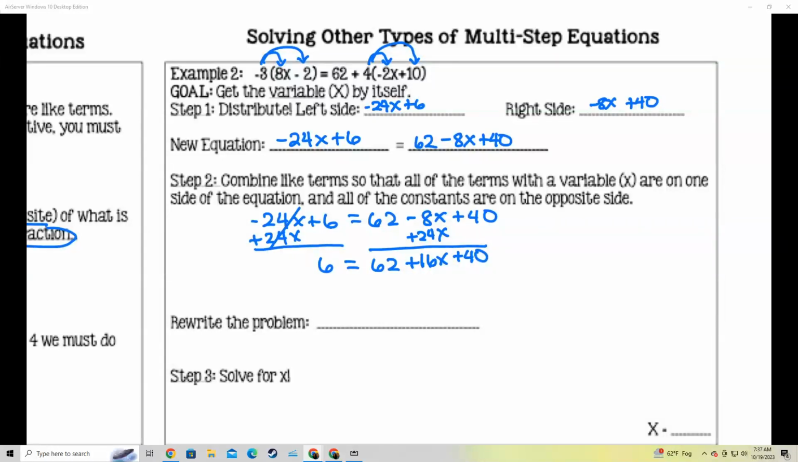Hey, and over here, before I start moving stuff, do you see that I can actually add these two numbers? Like, it's the same type of stuff. I have a 62 and I have a 40 over here. And they're both on the same side, so I can just add them together. Let me go ahead and write that this is 6 is equal to 16x. 62 plus 40 gives me 102.